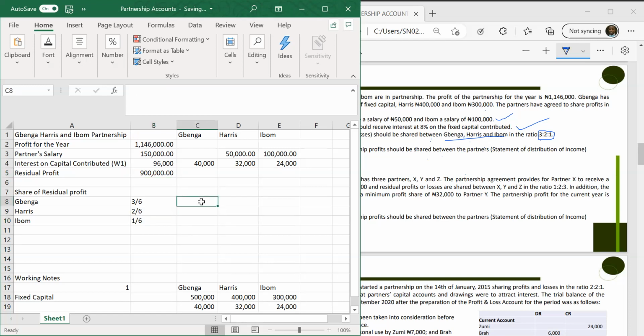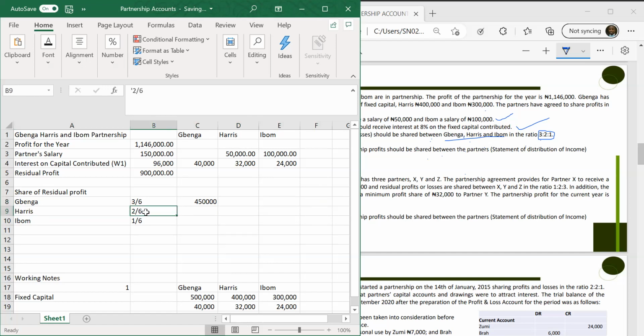So please press your calculator. Tell me what 3/6 of 900,000 is, and that is what we will put for Benga. What do you say? 450,000. 450,000. Thank you. So you leave. There's nothing for Benga here again. This is for Harris and Ibom. So you go to the next one.